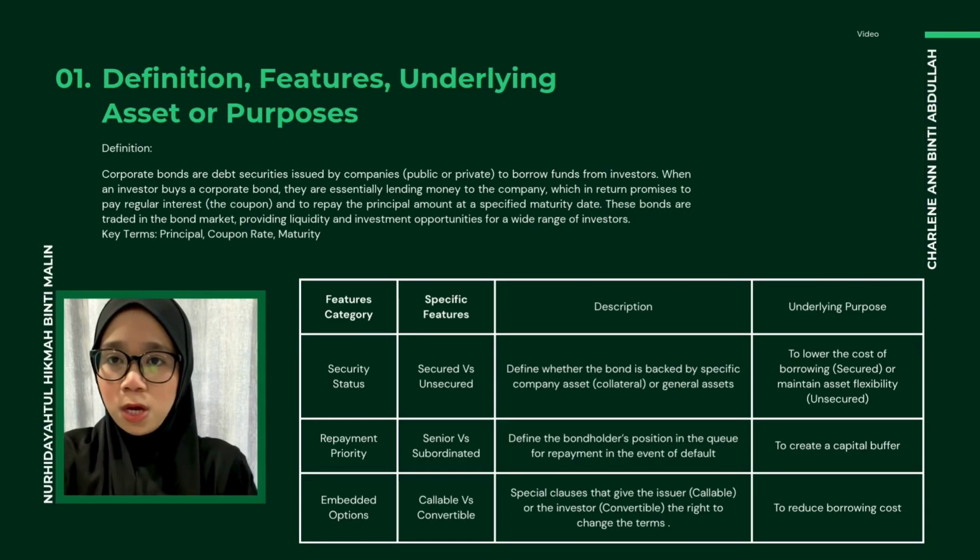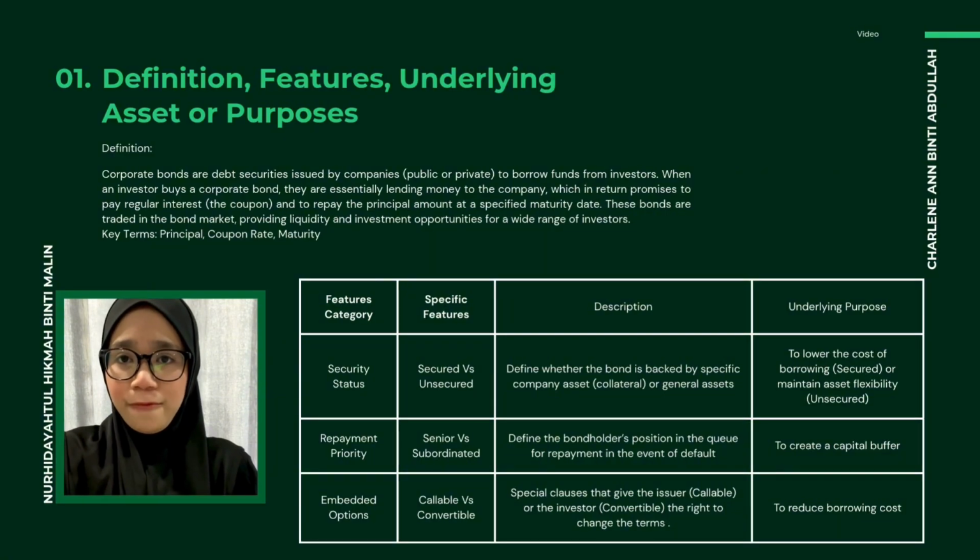Today I would like to talk about the future and underlying purpose of corporate debt. The fundamental structure of corporate debt is defined by 3 key feature categories that manage risk and costs. Security status and repayment priority establish protection, while embedded options introduce flexibility.